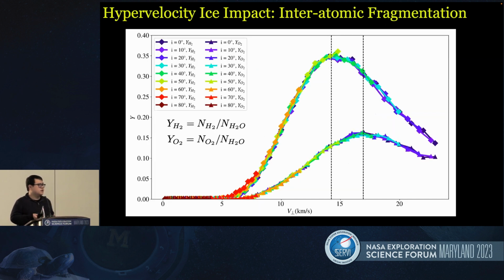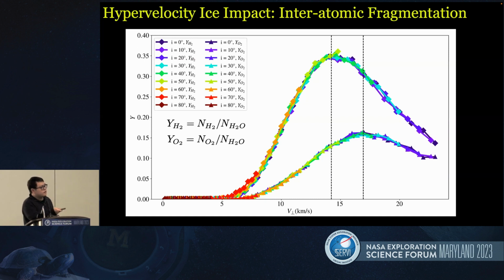So in this interatomic fragmentation, because we have a lot of free hydrogen atoms and oxygen atoms, it's highly likely that some chemical reactions can happen. And indeed, we actually found the generation of molecular hydrogen and molecular oxygen. So we're plotting this yield of H2 and O2, which are the number of those new molecules over the 7,400, which are the number of water molecules in the setup.